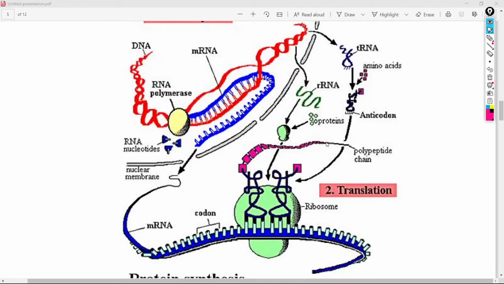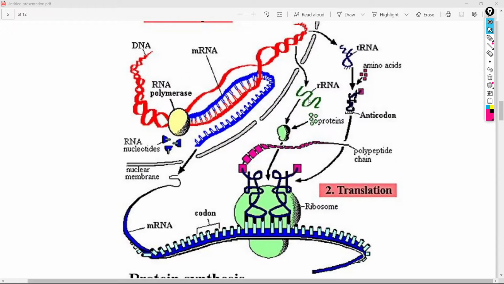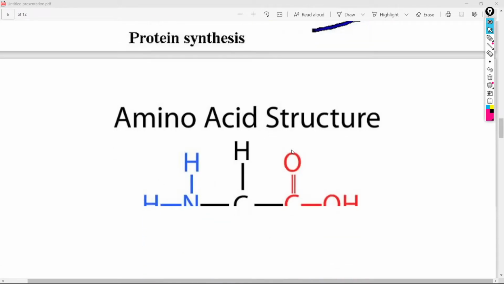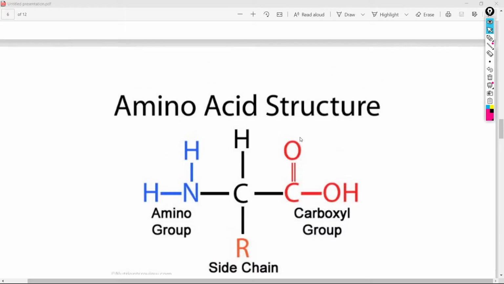And then we move on to the second step, translation. So here you can see the RNA, messenger RNA, and it moves on to translation. And basically, this is the creation of a protein from the information in the DNA.